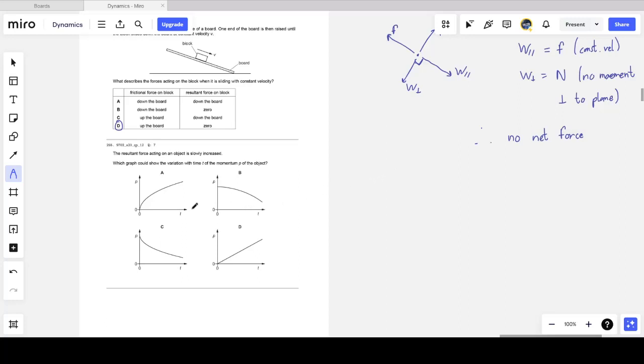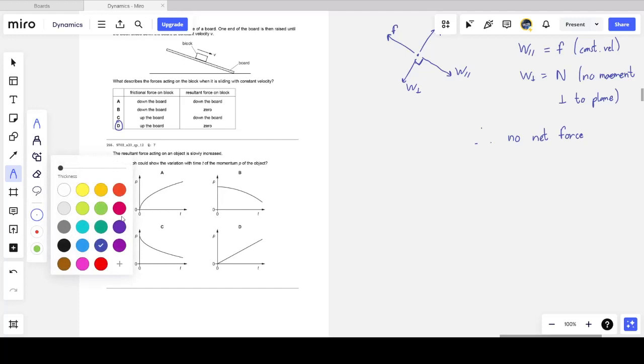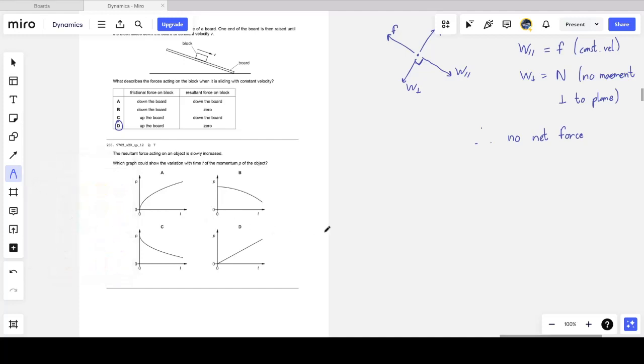Question 255 says the resultant force acting on an object is slowly increased. Which graph would show the variation with time of the momentum of the object? Okay, another tricky one because we don't really know what momentum against time would look like for an object where the force is slowly increasing. So now they told us that the resultant force on the object is slowly increased, and we want to know the variation with time of the momentum.